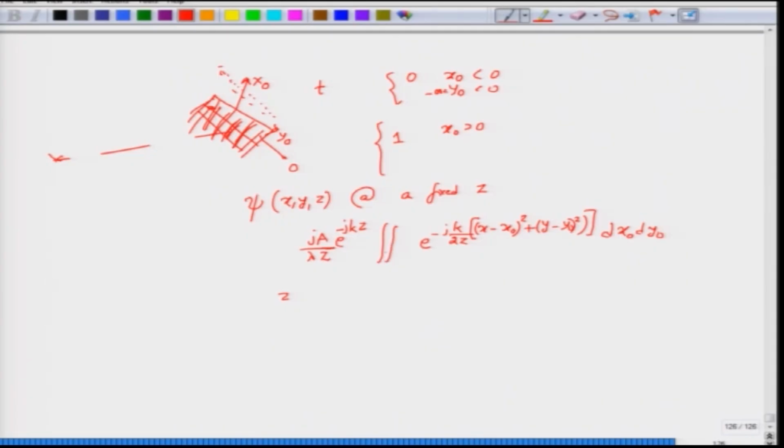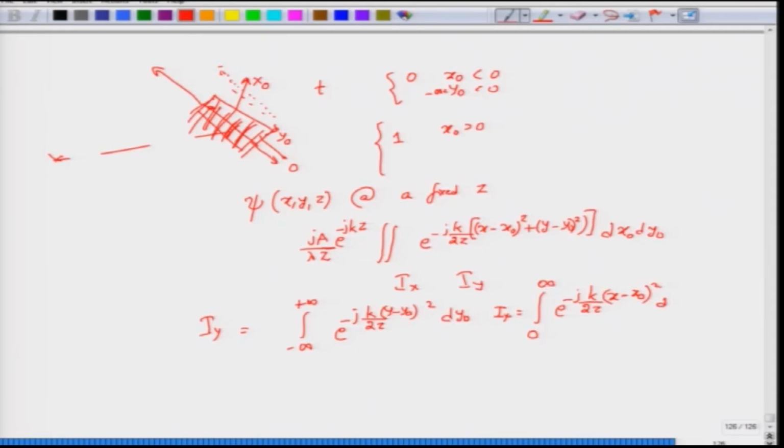This is the integral which I have to integrate over the aperture, dx0 and dy0. Now, just as in the Gaussian case we considered, you can split this into a product of two integrals, one along x and the other along y. The integral along y goes from minus infinity to plus infinity, because the edge goes all the way. At least we will assume it is so wide that you can replace the limits with minus infinity to plus infinity. So you have e power minus j k by 2 z times y minus y0 square dy0. What is the integral over x? The integral over x will go only from 0 to infinity, not from minus infinity to plus infinity, and you have e power minus j k by 2 z times x minus x naught square dx naught.